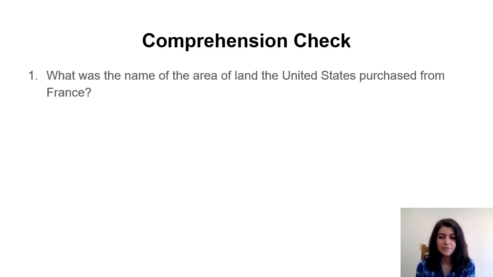Let's stop again for a comprehension check. My question for you that you're going to answer out loud is, what was the name of the area of land that the United States purchased from France? Did you say the Louisiana Territory? It was the Louisiana Territory. If you said the Louisiana Purchase, you're also correct. Nice work.